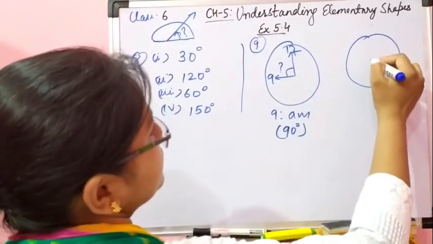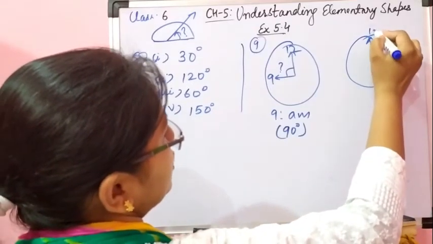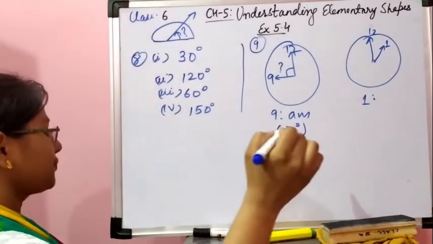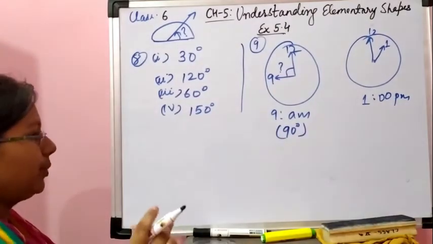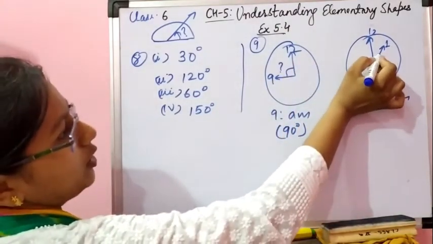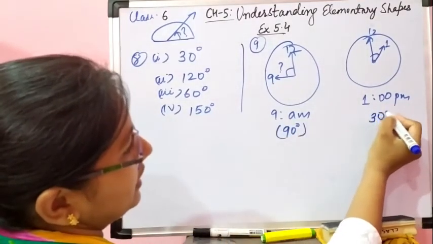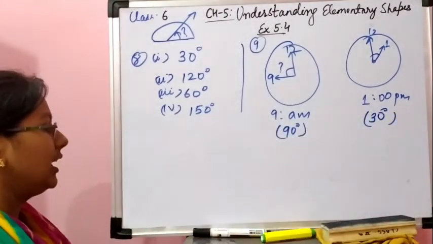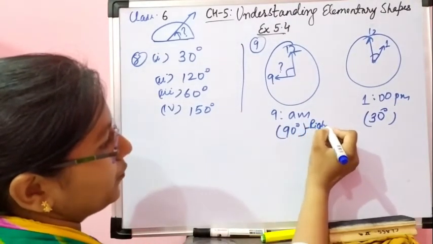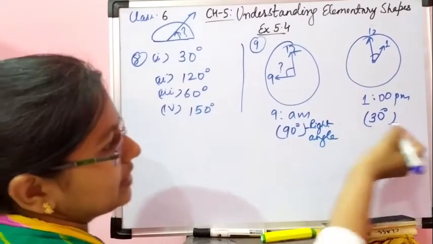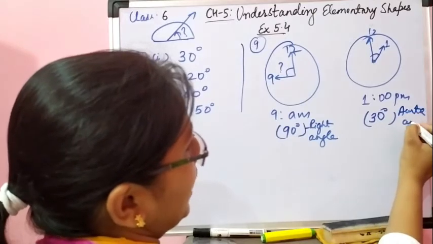Okay, similarly in the next part, it's 1 p.m. 1 and 12, and it is written 1 p.m. Now what is the angle between these two ends of a clock? You can measure it with the help of protractor, and it will be 30 degree. And you have to mention what type of angle this is. The first one is a right angle. Okay, and this is less than 90 degrees, so this is acute angle.